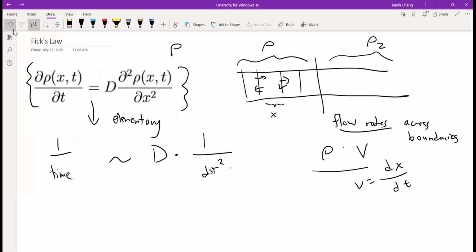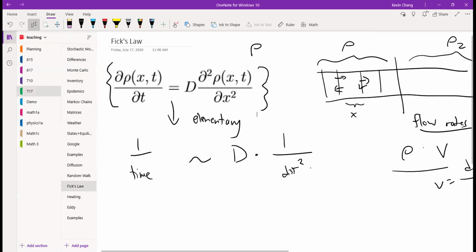So that's what I would have talked about if we had more time. Not the exact details like you asked for, but essentially how the random walk and Fick's law are related. And heating is an example of diffusion as well, if you're interested.